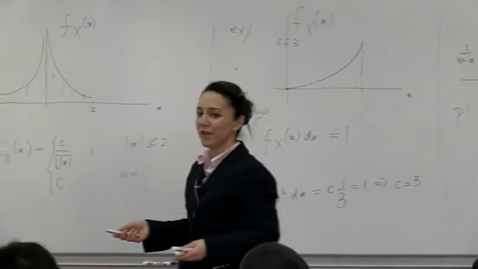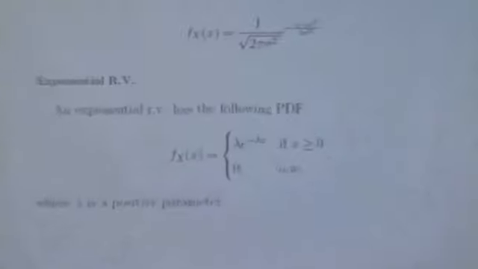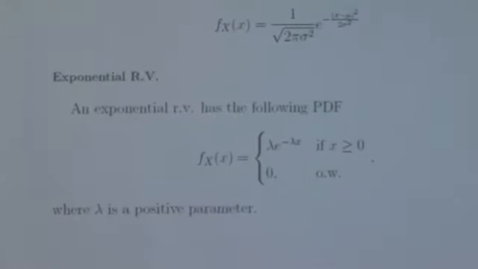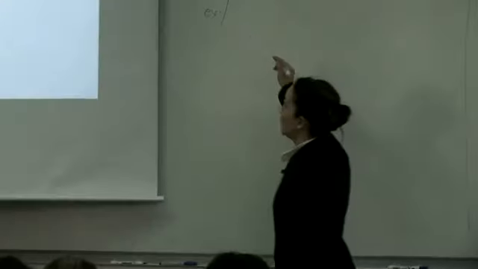Finally, here's my favorite. It's the exponential random variable. Why is it my favorite, do you think? The main reason is I work on networks, and exponential distributions are very useful in my area of interest. And secondly, it has a lot of nice properties.